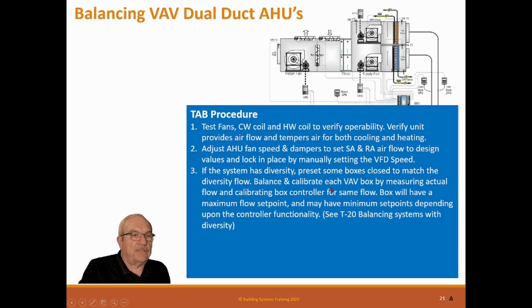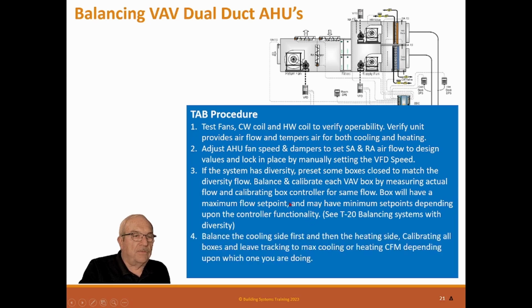If the system has diversity, preset some boxes closed to match the diversity flow. Balance and calibrate the VAV box by measuring actual flow and calibrating the box control for the same flow. The box will have a maximum flow set point and may have minimum set points depending upon the controller functionality. See T-20 for balancing a system with diversity.